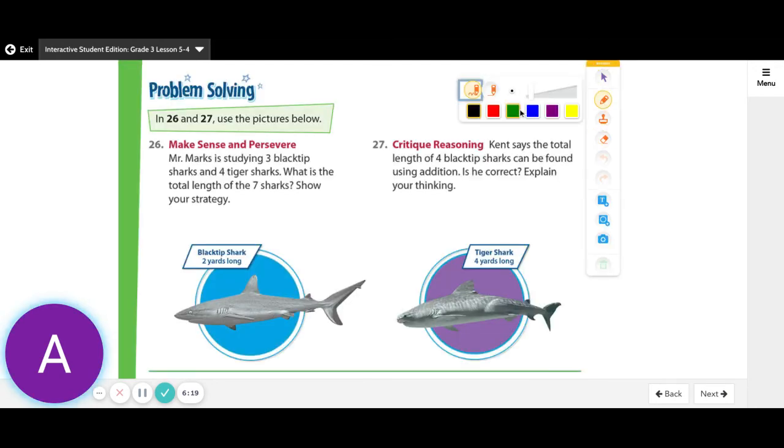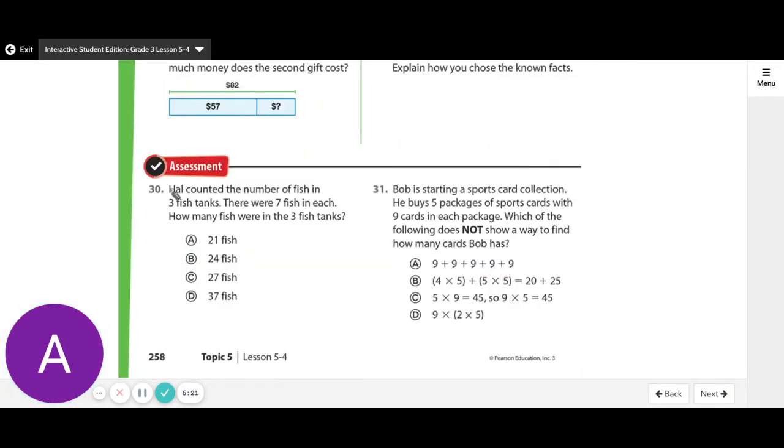On this side, we're just going to go down to the bottom and do 30 and 31. Someone counted the number of fish in 3 fish tanks. There were 7 fish in each tank. How many fish were in the 3 fish tanks? So I know I have 3 tanks. I'm going to draw a picture to help me with this one, and go back to my word problem to check how many are in each. There are 7 fish in each.